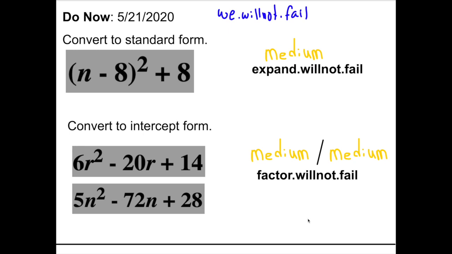You can find additional practice at expand.willnot.fail and factor.willnot.fail. These you would find would be medium level problems because they're just a little bit more difficult. But I know you can do these ones, all right, folks? So take a second, convert the first to standard form, convert the other two to intercept form, all right? And then when you're ready, unpause, and you can see what I got.